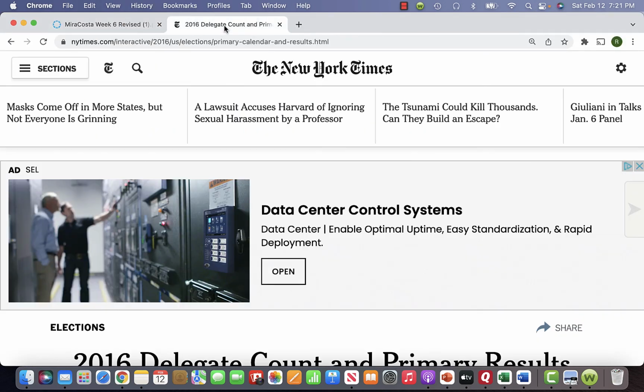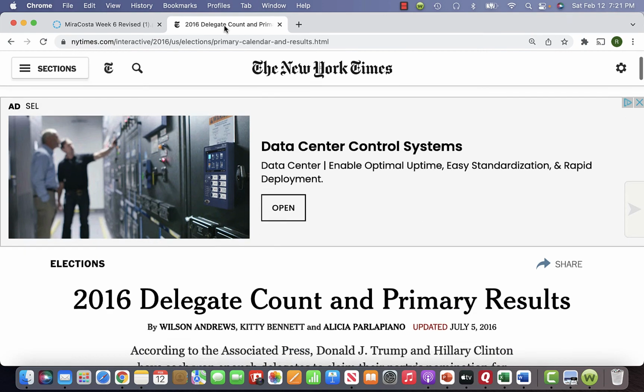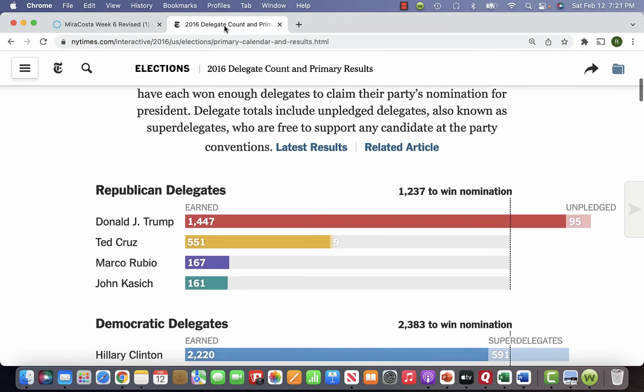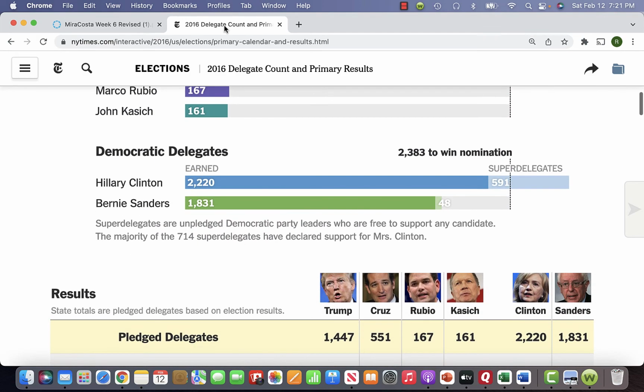So this is from the New York Times, and this is the delegate list from the primaries in 2016. And again, I'm using 2016 because this is a little bit more clear to prove my point. So we're going to focus on the Democrats here, right? We can see here Hillary Clinton won the nomination. You need 2,383 delegates to win. Hillary won 2,220, but that still didn't bring her to 2,383. In order to get past that, she needed 591 superdelegates.